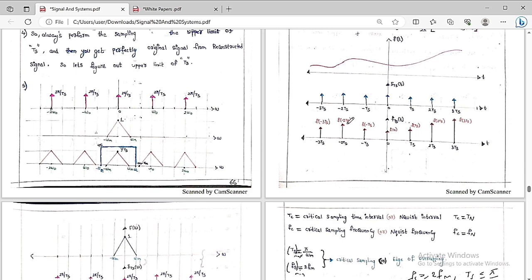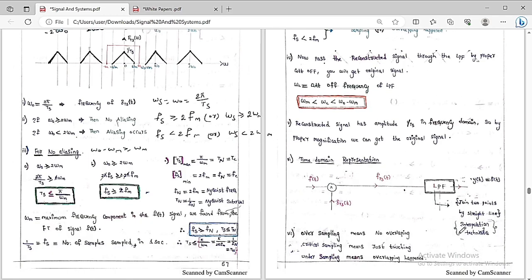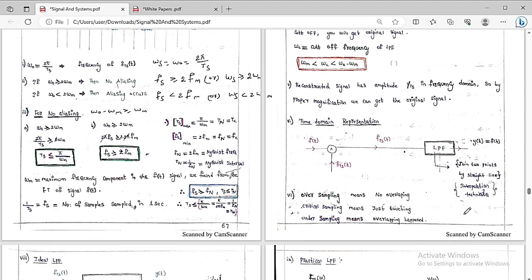Like this, if you join all those points, you can get back the original signal. So this low pass filter basically joins the points by straight lines, which is an interpolation technique, and from that we can get back the original signal. That is the basic meaning of the low pass filter. Low pass filter means it passes only those frequencies which are below the cutoff frequency, or you can also say it is just joining the two points by straight lines. This is called the interpolation technique.